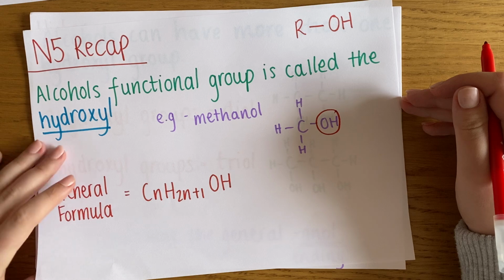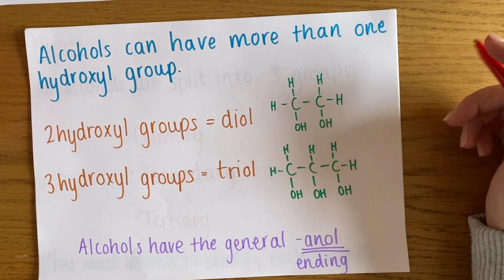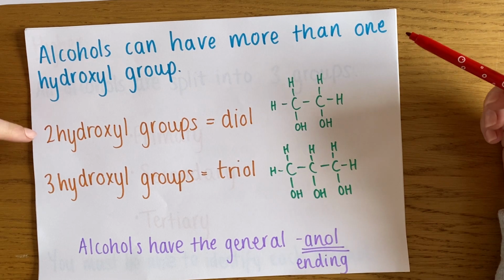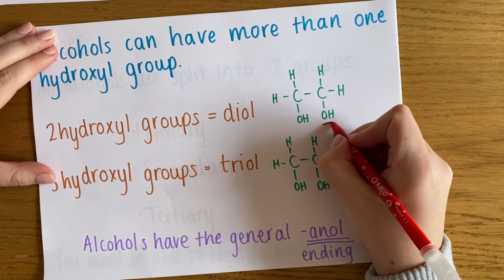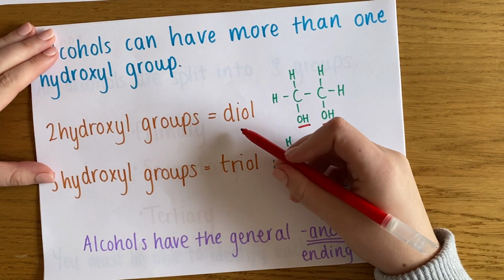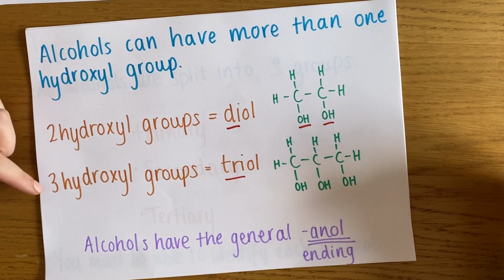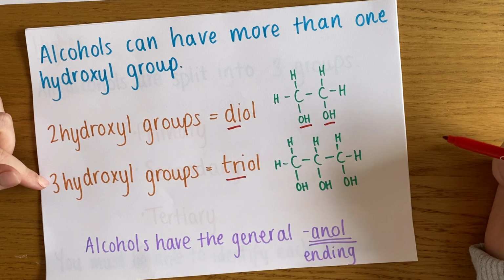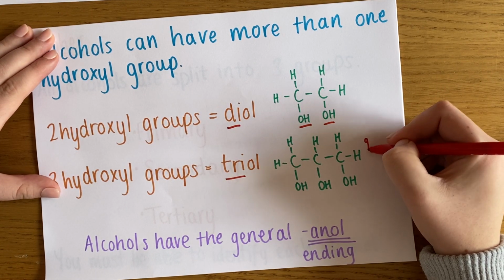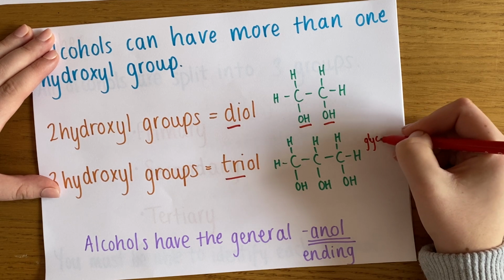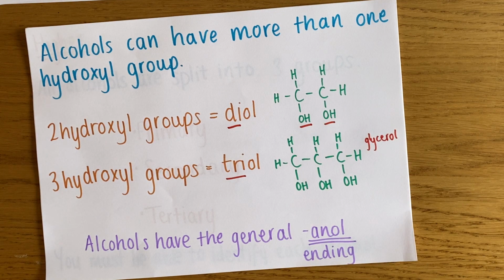at National 5 level. Okay, we need to know that alcohols can have more than one hydroxyl group. So for example, here we've got two hydroxyl groups. You can see them here, 1, 2. This is called a diol, and remember, mon, di, tri. So 3 hydroxyl groups is going to be called a triol, and there's an example here of it. This molecule here is actually called glycerol. And you'll come on more to that later in Unit 2.